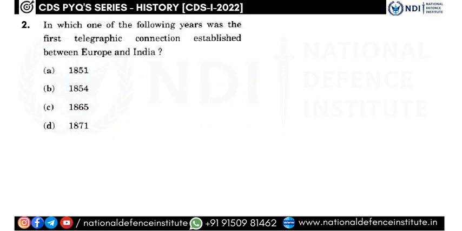Second question. In which of the following years did the first telegraphic connection between Europe and India start? It is actually the year 1865, a direct one. The telegraph started in 1851 itself in India. In 1851, they started to use it within India. But this is within India and not with respect to India and another country.